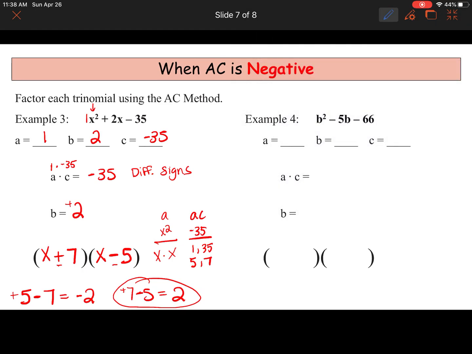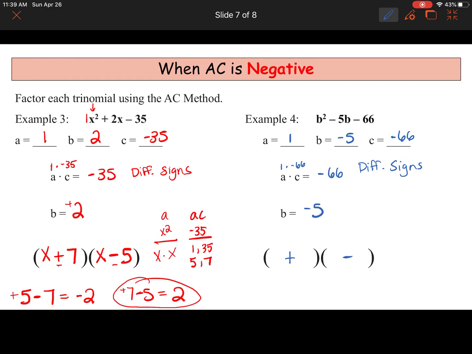Example 4. Okay, take your coefficients. My A is 1, my B is negative 5, my C is negative 66. And I multiply A times C. 1 times negative 66 gives me negative 66. Because AC is negative, I know that we have different signs. So I'm going to put a positive and I'm going to put a negative.